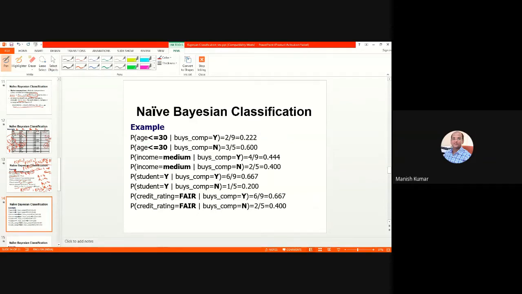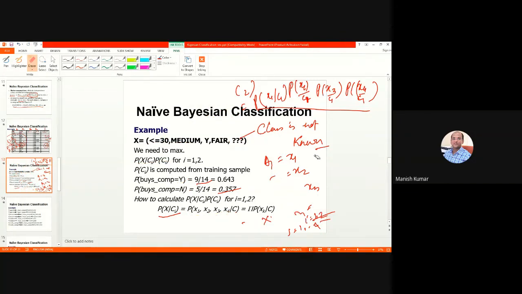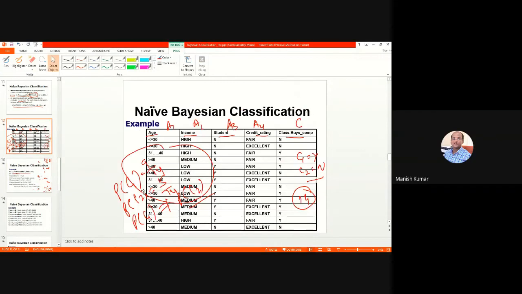that age is less than or equal to 30. Let me tell you one thing, what I mean is that you can always see that this particular sample is not present in this data, that you can always verify.